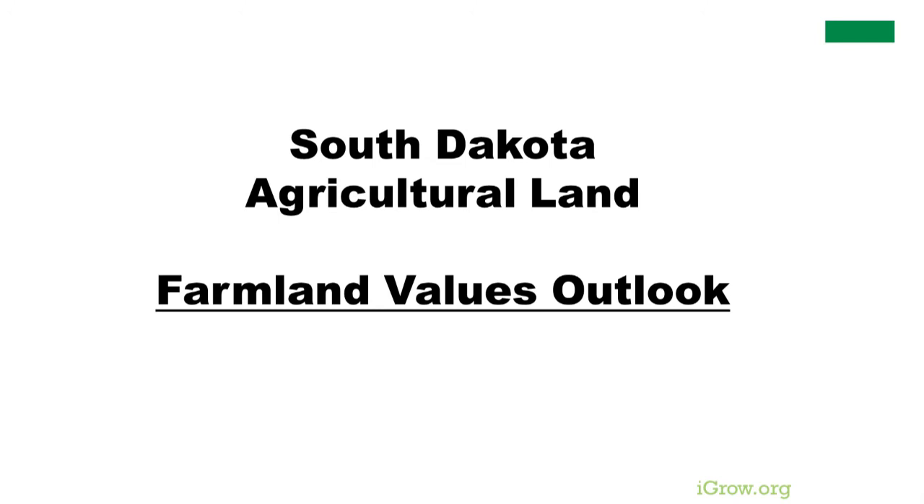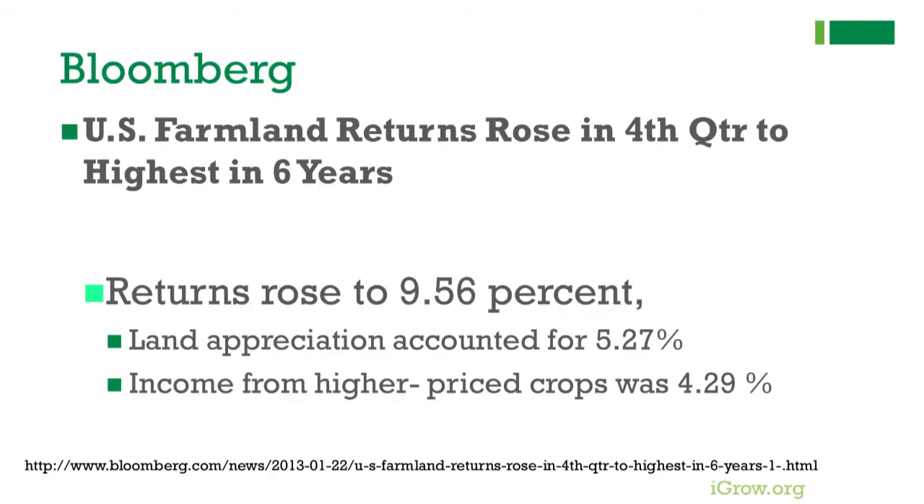As far as an outlook now on farmland values, I wish we could be more definite on what the outlook is, but let's look at what some of the indicators are. Bloomberg released a report showing that farmland returns in the fourth quarter of 2012 were the highest they've been in 6 years. While it's interesting to note that the returns went up 9.5%, I think it's also important to note that land appreciation accounted for about 5.25% of that, and the income from the higher price from the revenue side of agriculture accounted for about 4.3%. So both factors are working together to increase our land values over time.